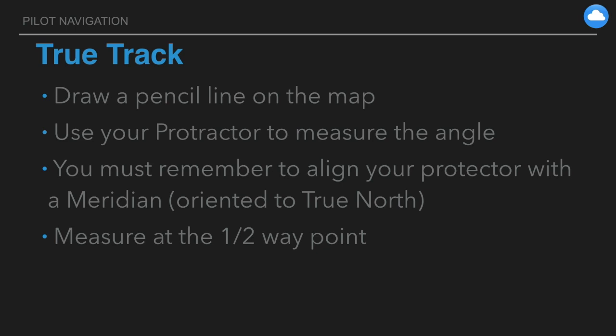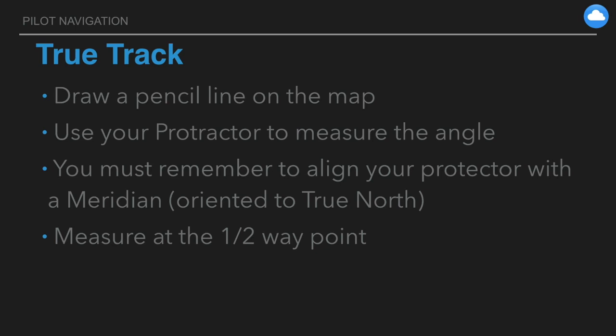You're going to use that square protractor to measure the angle, but you have to measure the angle at the halfway point. Not at the departure end, not at the arrival end. You have to measure it in the middle. Why? Why do you have to measure it in the middle? Or, if you want to be a navigation nerd, why do you measure it at mid-meridian?